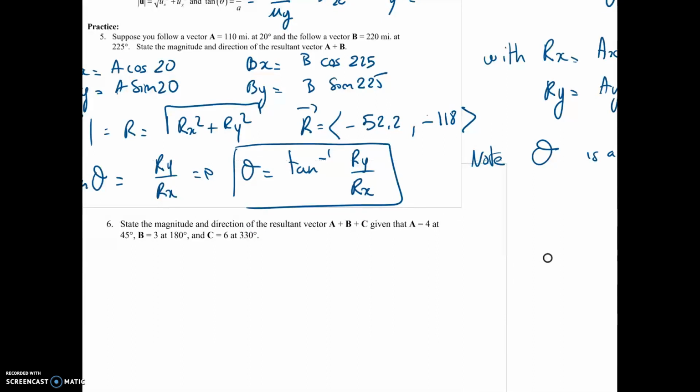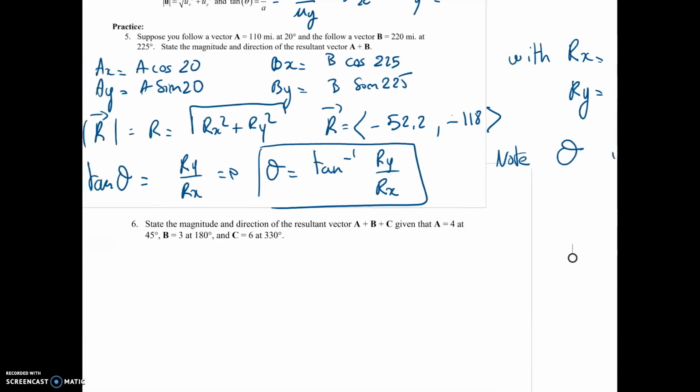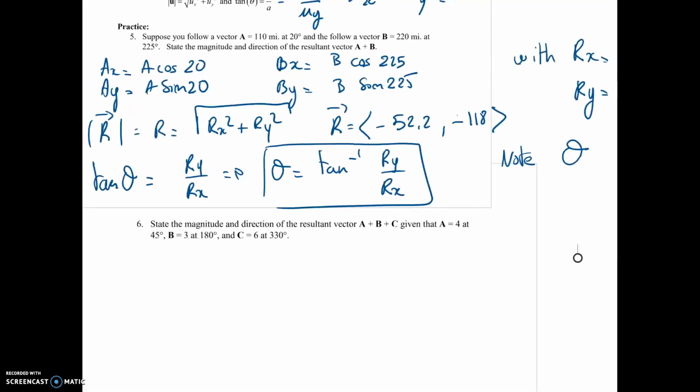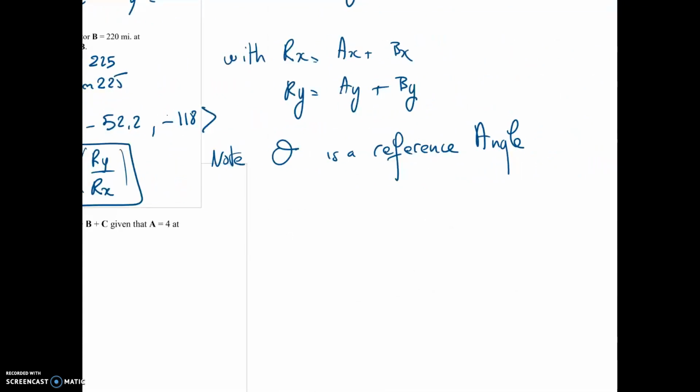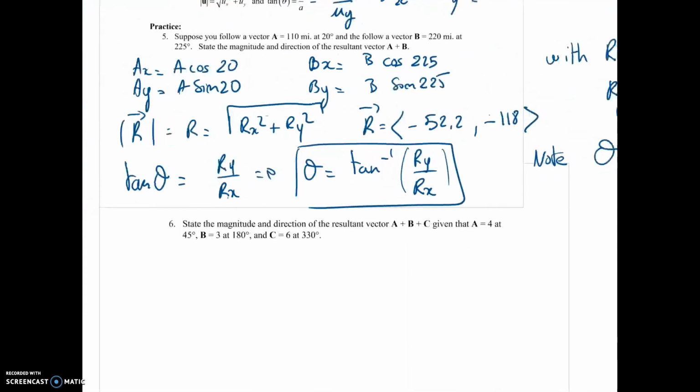So to find the expression of the direction, basically defining the angle theta, what you need to calculate is ry divided by rx, and then you calculate theta by using tangent to the negative 1 of ry divided by rx. Okay? So note that theta is a reference angle.